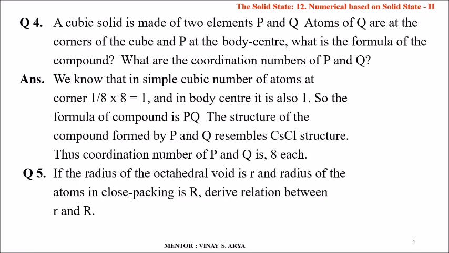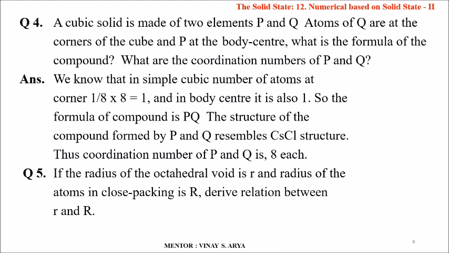Coming to the fourth numerical: a cubic solid is made of 2 elements P and Q. Atoms of Q are at the corners of the cube and P at the body center. What is the formula of the compound and what are the coordination numbers of P and Q? So we know that it's a simple cubic geometry. So the corner will be 1/8 into 8, that is equal to 1. In the body center, it is only one atom which is contributed, because the whole atom lies in the center of the unit cell.